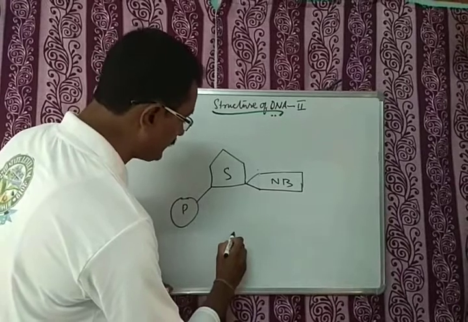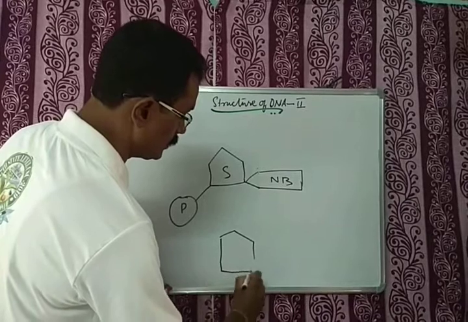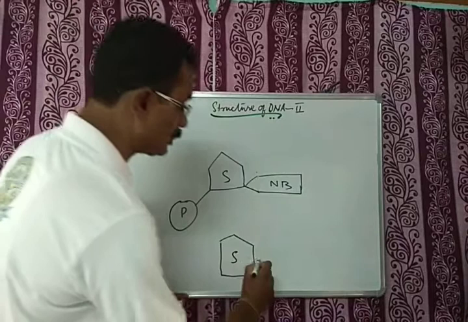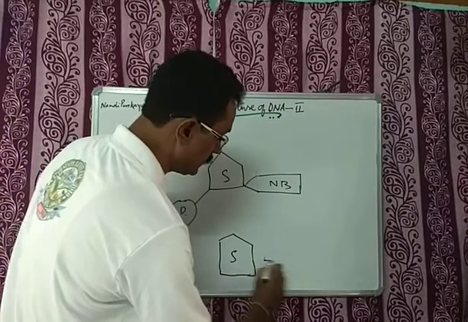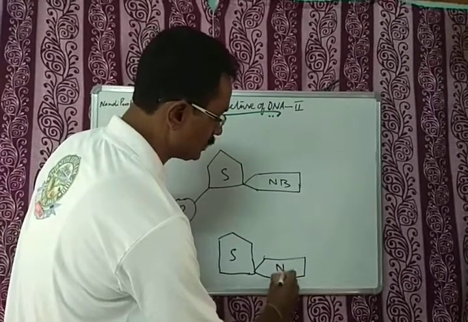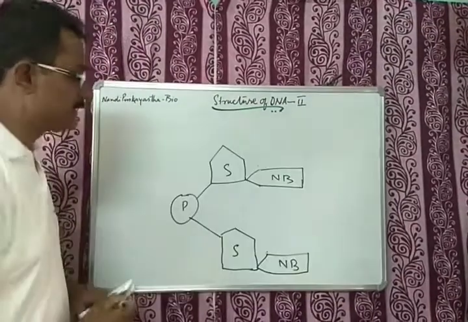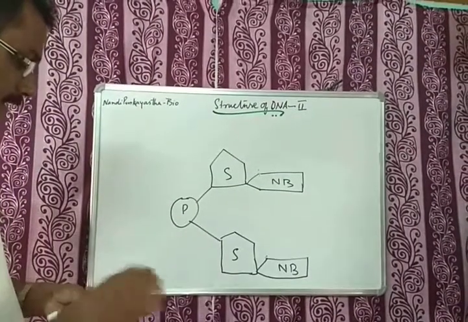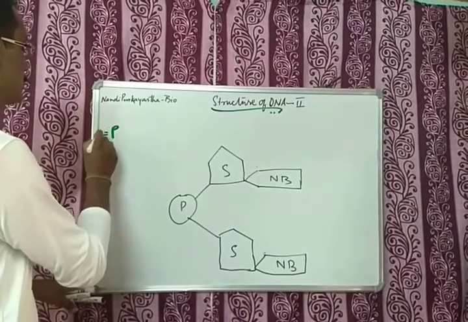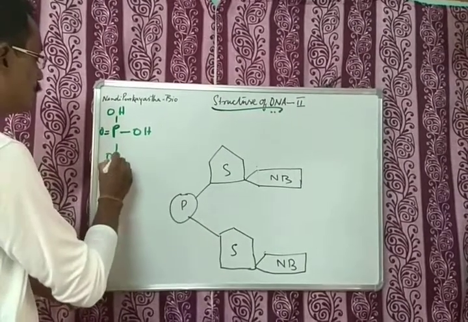Then again, we find another sugar, deoxyribose sugar, uniting with nitrogenous base, nucleoside, then it unites with the phosphoric acid. Dear student, as you know, a phosphoric acid has 3 OH, as I told you earlier.